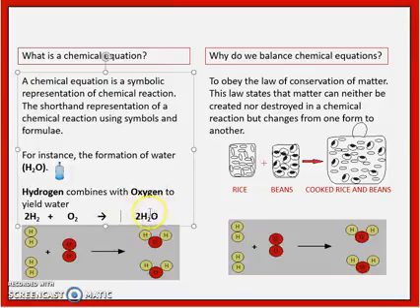But if you look at them, the number of atoms on the right hand side is the same as the number of atoms on the left hand side. That is why we balance a chemical equation. We have to make the number of atoms on the left hand side equal to the number of atoms on the right hand side. That is what the law of conservation of mass is saying. Okay?